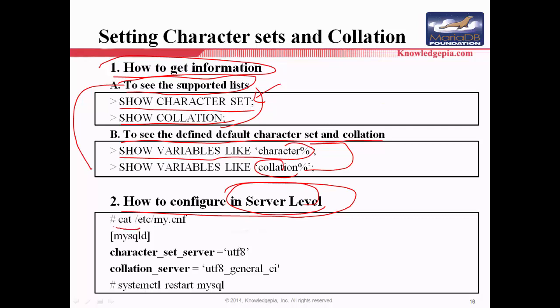For example, this file, /etc/my.cnf. Under [mysqld], we can define it like this: character-set-server = utf8 and collation-server = utf8_general_ci. After that, run systemctl restart mysql. Then this configuration will be applied to your database.